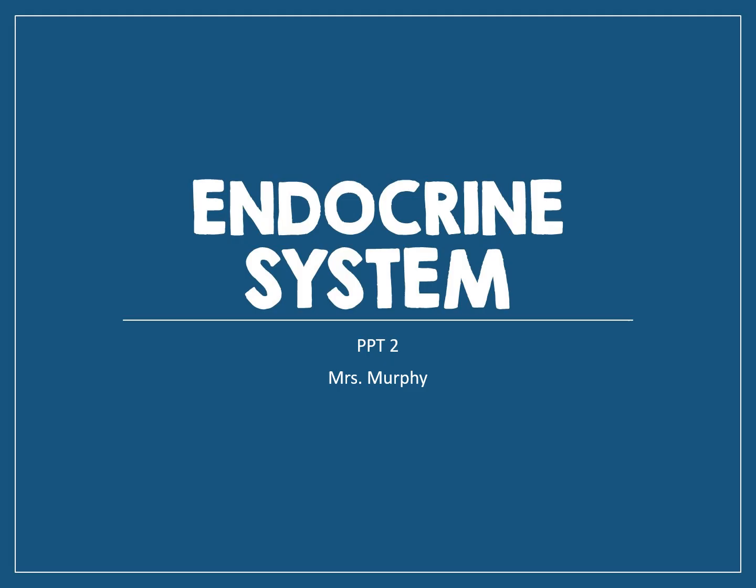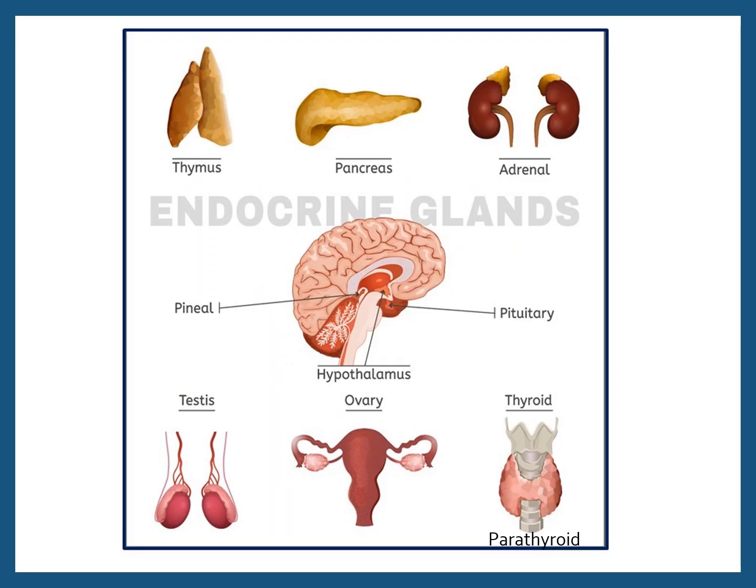This is part 2. We left off with a basic review of the overall endocrine system and the basics of hormones. What we're going to talk about in this lesson are these specific organs. We're going to get more into the anatomy of the organ, the location in the body, the function of the hormone, and the effects that these hormones have.